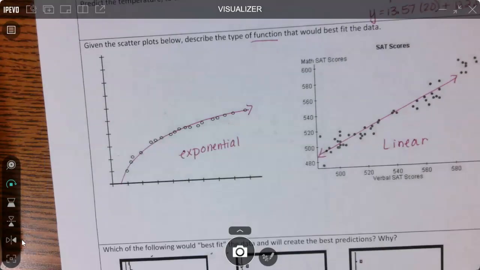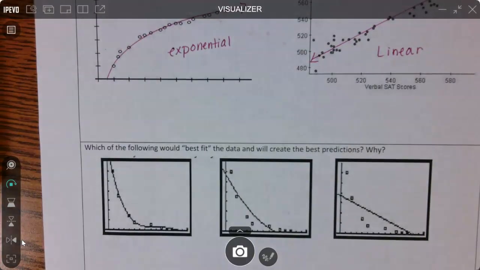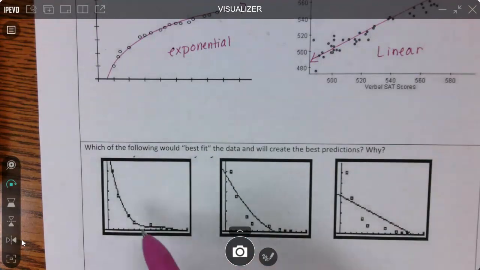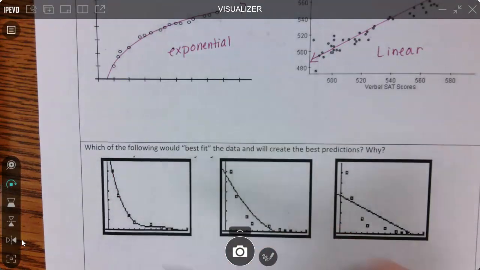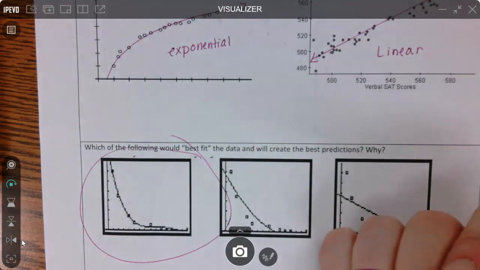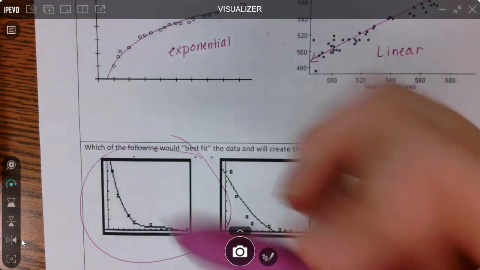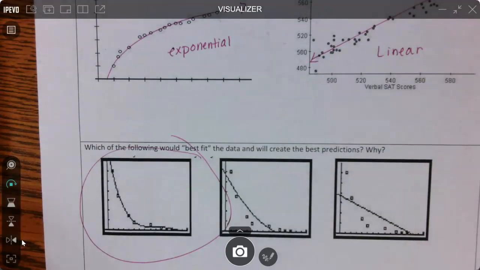And then the last question at the bottom of the page just says, which of the following would best fit the data and will create the best predictions? Well, which one of these fits the data best, meaning which one of these lines goes through the most points? It looks like your first option, and this would be an example of exponential regression, and it best fits the data because it goes through most of those points. Okay, that's all for today.